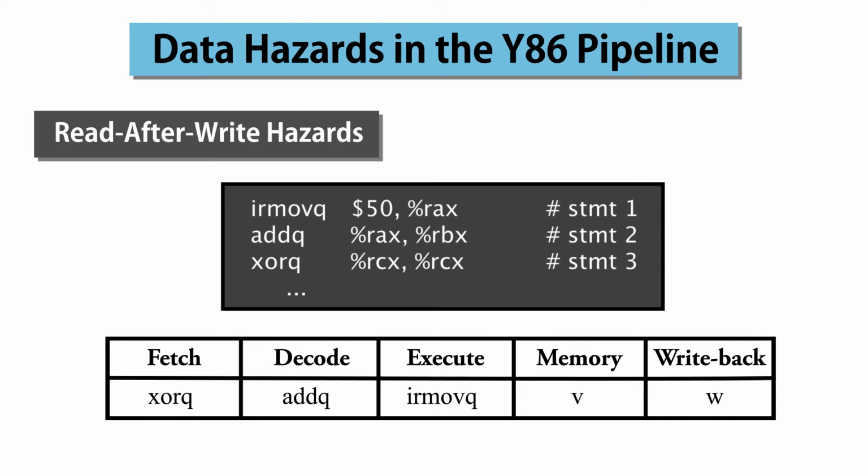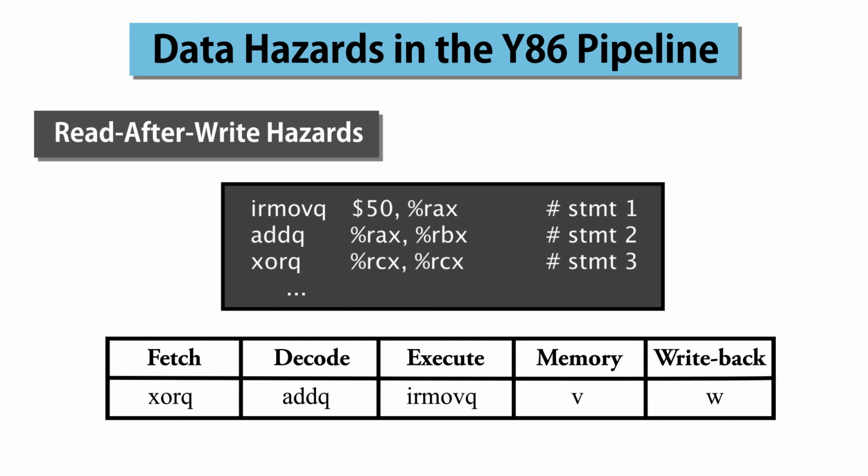But the irmovq instruction is only at the execute stage, still 2 cycles short of when that update will occur. Were the decode of the addq instruction to retrieve from the register file the current value of %rax at that point, the value retrieved would be an old or stale value, not the appropriate value of 50.